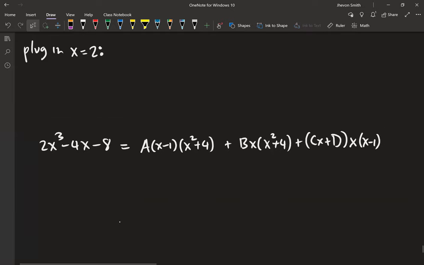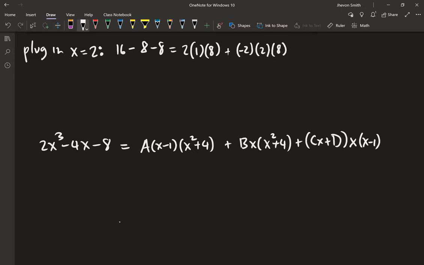Plug in x equals 2, I would get here, this would be 8 times 2, that would be 16, minus 8, minus 8. Then my A, I know, is 2, and I'm plugging x equals 2, so that's going to be 1. This is going to be 8 plus B, which is minus 2. This is going to be 2. This is going to be 8.